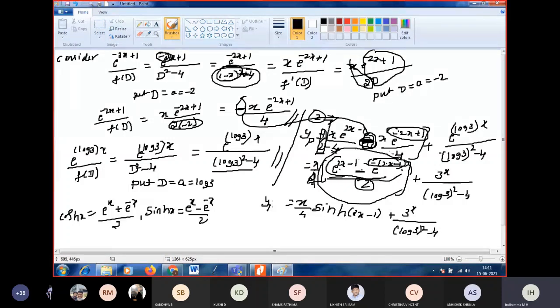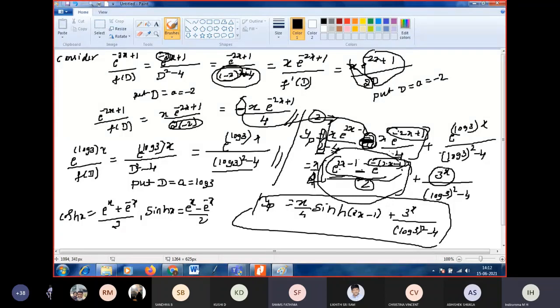Did you clear yp? Yes, ma'am. Is there any doubt? 3 power x by log 3. How did you get 3 power x, ma'am? 3 power x we wrote as e to the power of log 3 into x, no? Yes, ma'am. So that I rewrote. I wrote it back because it is simple to write. That's why. Or you can retain e power log 3 into x as it is, no problem. Okay.